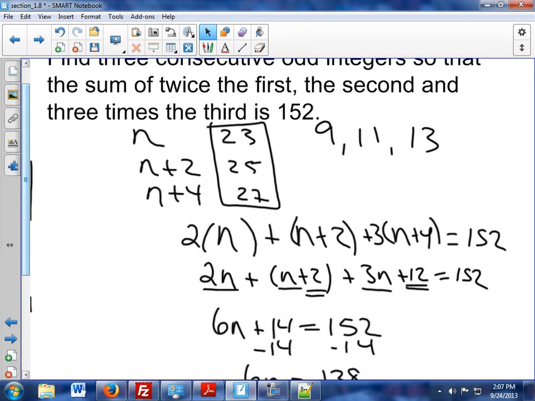So for tomorrow, it's not a very big assignment. All I want you to do is 1 through 13.